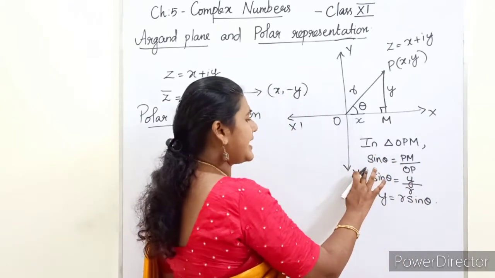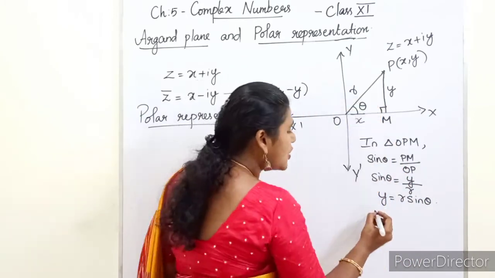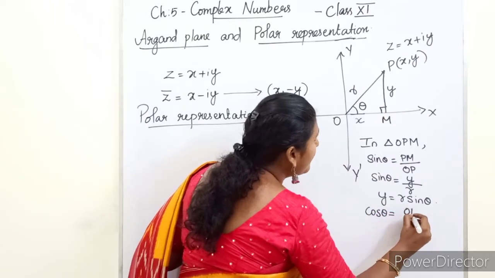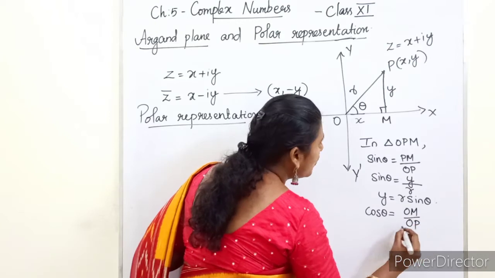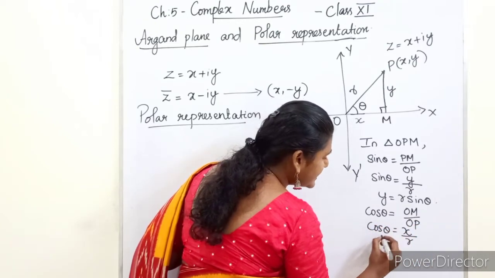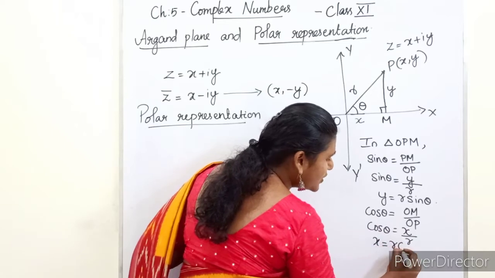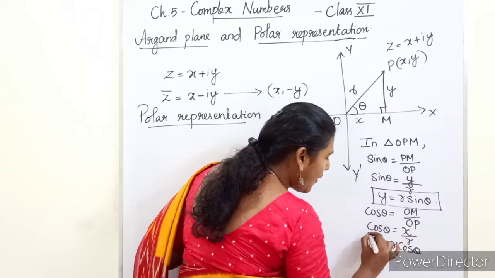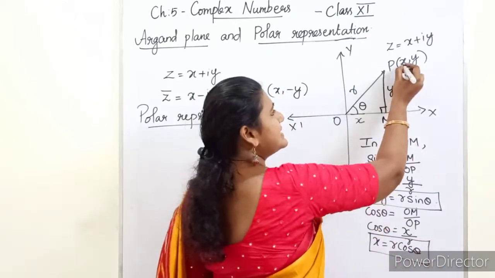Similarly, in the same triangle, if you consider cos theta, we get cos theta is equal to OM by OP. So what is the OM value? x, and OP is r. So from this, what is the value of x? x is equal to r cos theta. So the coordinates of the point we can rewrite as this x coordinate.